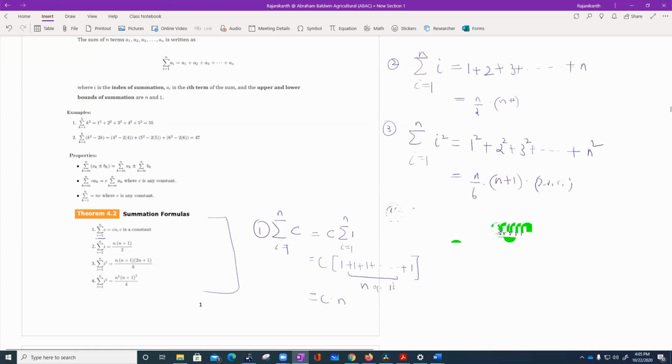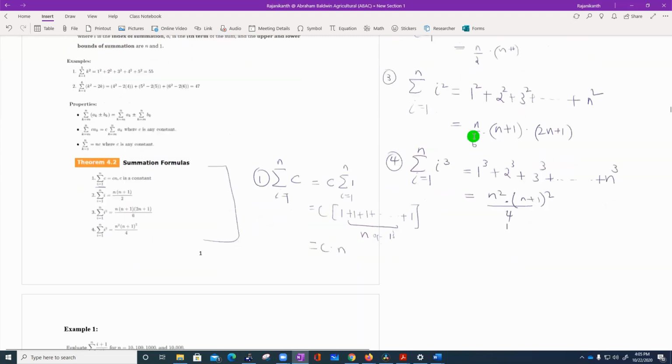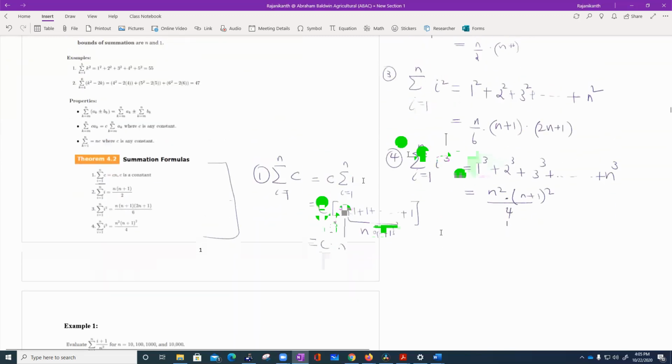And the last formula, you see again, i from 1 to n, but you are now adding the cube of the number. This is 1 cubed, 2 cubed, 3 cubed, and so on up to n cubed. So the formula says n squared times n plus 1 squared over 4. So you could apply these basic formulas to find the summation of the given problem. Okay.